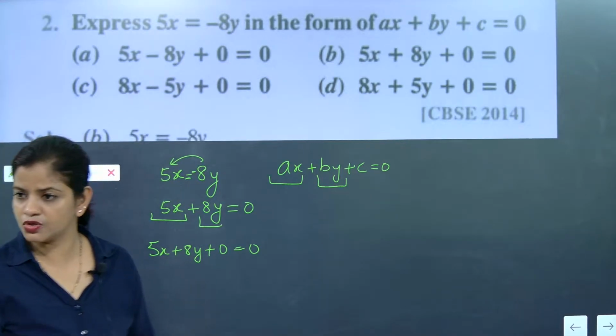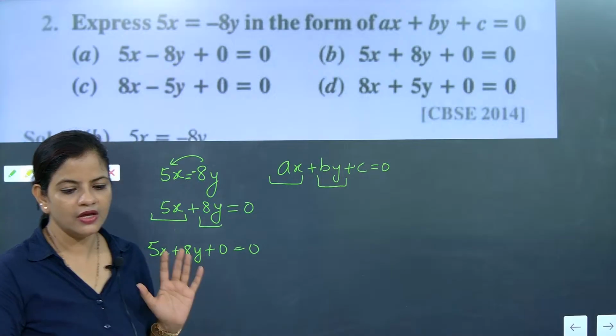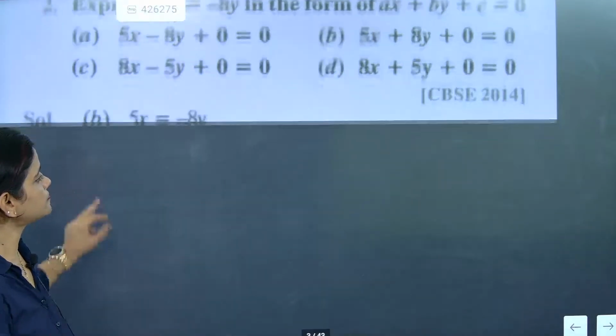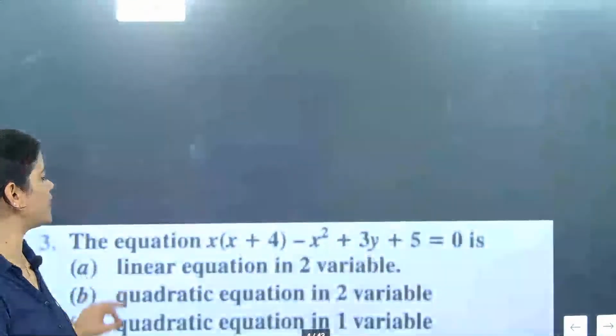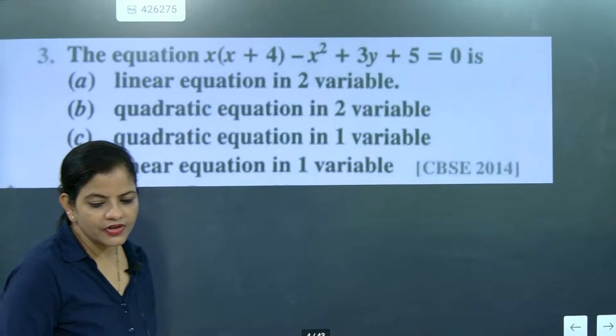I hope everybody understood this one. Is it understandable now? Is it clear? Shall we go for the next question, Beta Kanish? Now we will go for the next question, and your time starts now. We will start solving the question.